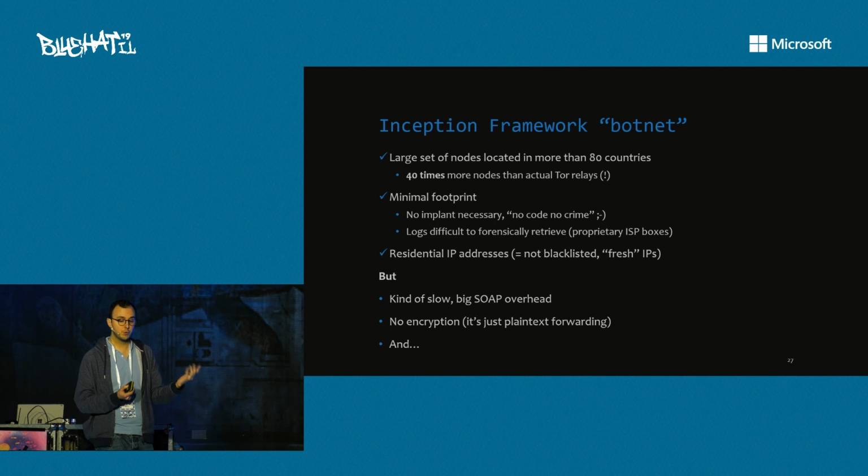And also minimal footprint, no implant is necessary, you just use the protocol, and logs are really hard to get on those devices, so really no traces. Also you get residential IP addresses, which is good because you are not being blacklisted. But it's kind of slow, that is true, and there is no encryption.